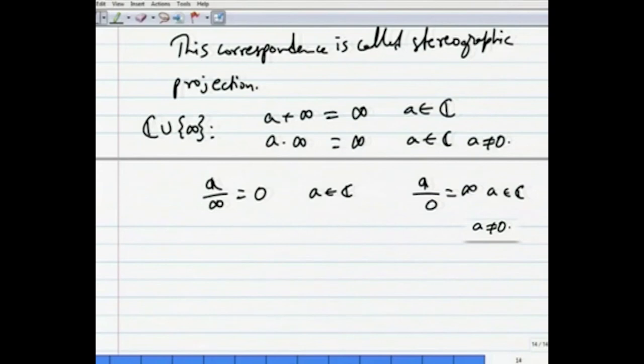So, this is a discussion about the Riemann sphere. We have added a point at infinity in addition to the complex numbers. And then there is a distance measuring gadget as well. So, we will put this to use when we study Mobius transformations.